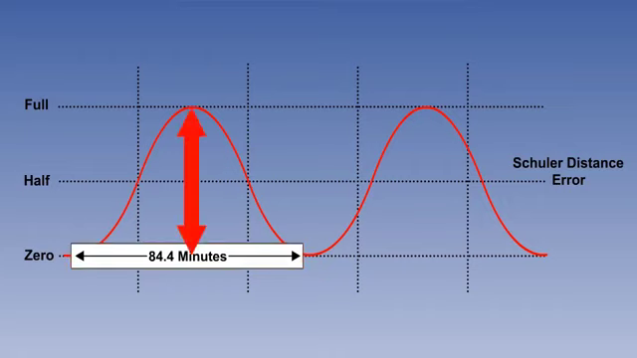The maximum value of the Schuler error does not increase with time. Whatever the amplitude of the first cycle, all subsequent cycles will have the same amplitude. The oscillation is self-sustaining because the system is resonating at its natural frequency.